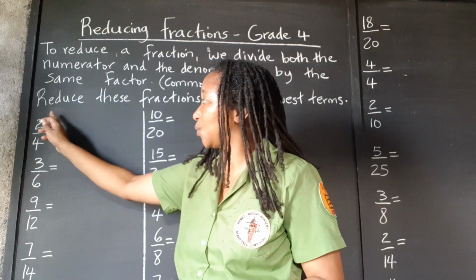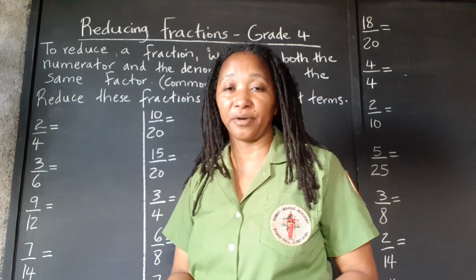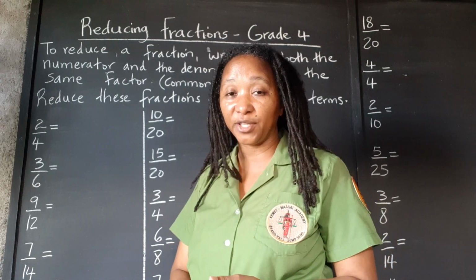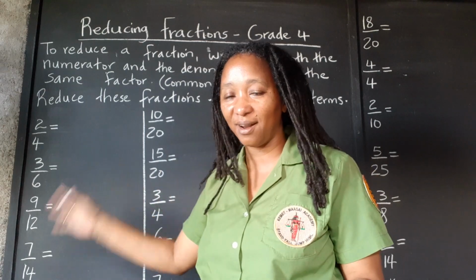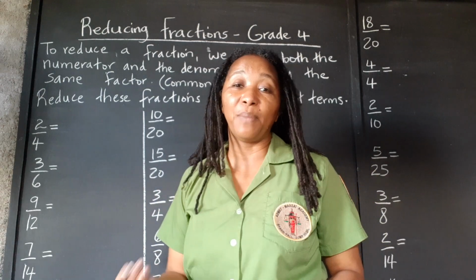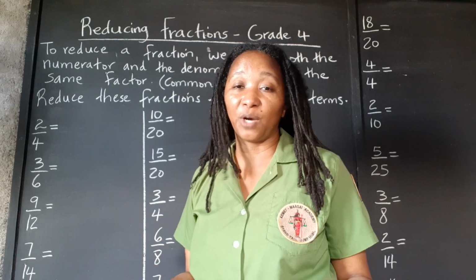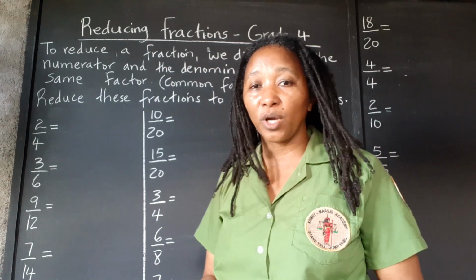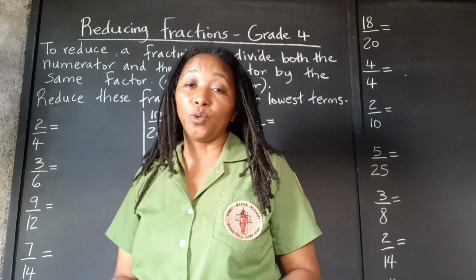So we look at 2 and 4. Can you think of a number that can divide into 2 and it can also divide into 4? Apart from 1, we know that 1 can go into all the numbers, but if we divide by 1, we're going to be left with the same fraction that we started with. So it doesn't make any sense to divide it by 1. We're trying to reduce the fraction. So we can use 2.